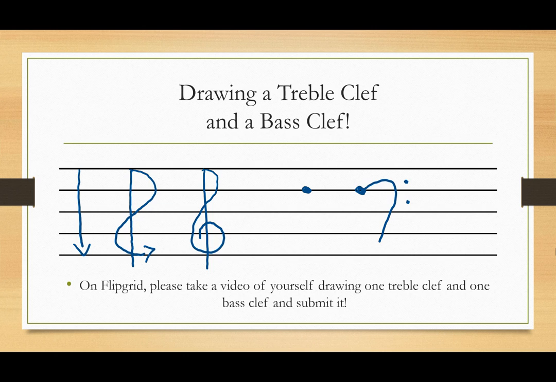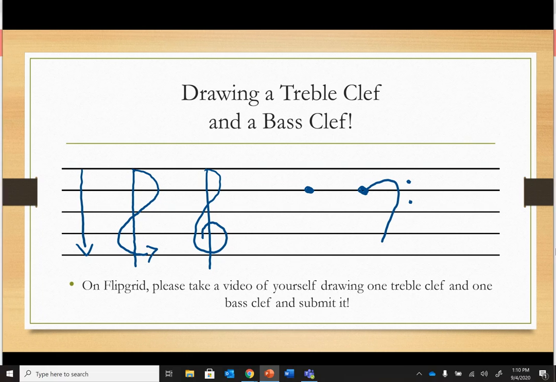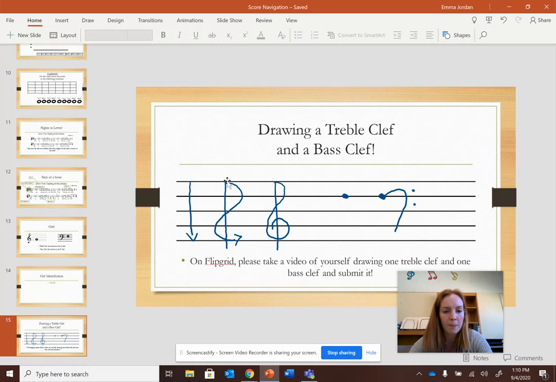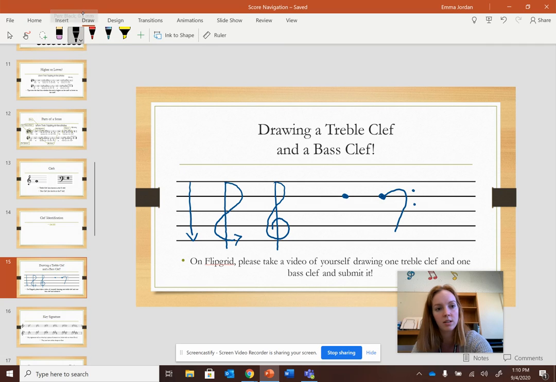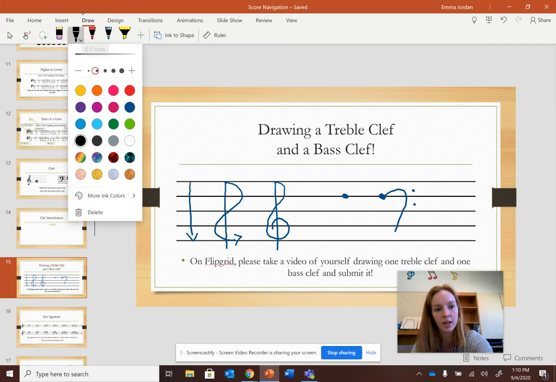So this is drawing a treble clef and a bass clef. Okay, so I will show you. For a treble clef, you go down and then you come back up to the top and you make a big curvy line all the way down to the bottom. And then you curve that line around the G line. So let me see if I can draw on this right now. I think I can. Hopefully it'll work. Okay, perfect. We'll make it the same color.